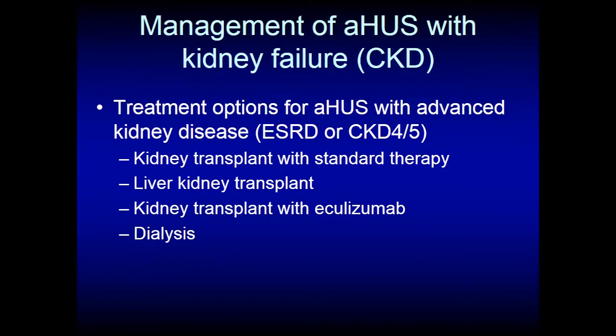So the treatment options then are to give you a kidney transplant with standard therapy, and that means the standard treatment cocktail, including drugs that suppress your immune system, but not including eculizumab. That's what I mean by standard therapy. One can consider a liver with a kidney transplant and kidney transplant with eculizumab or dialysis. These are the 4 options available for a person who is approaching dialysis or is already on dialysis and needs some form of renal replacement therapy.